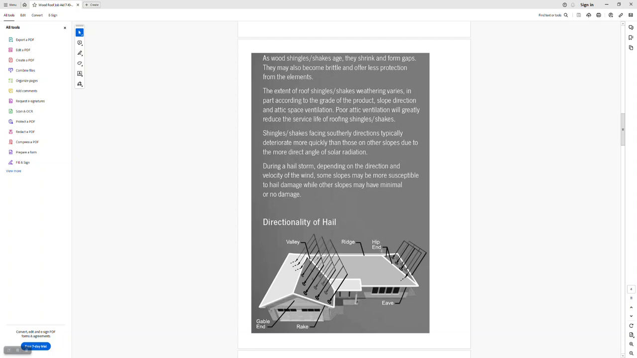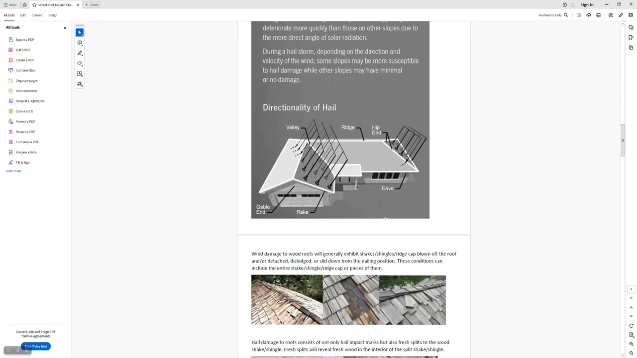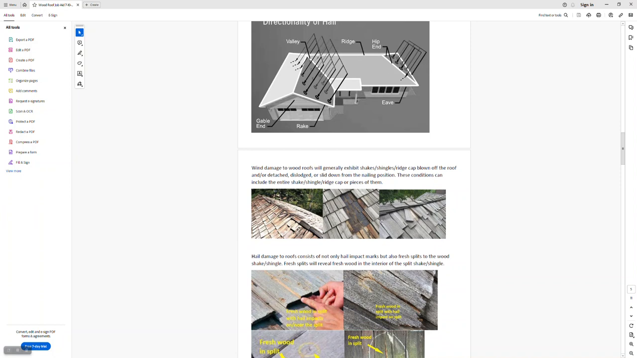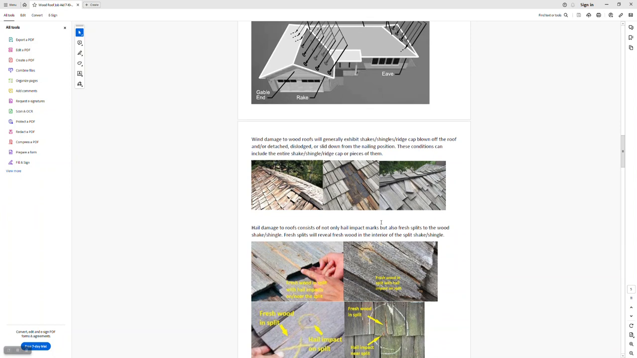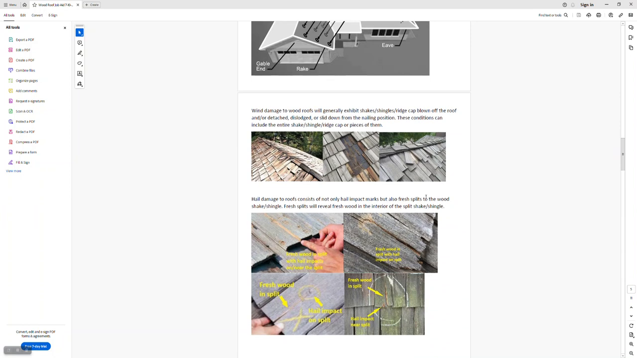There's not a lot of wind, but generally it's going to be pretty directional. It's going to do more damage to the slopes facing the direction of the wind, and typically a little less on the slopes facing away from the direction of the storm and the wind. These are some examples of wind damage to roofing that you'll see for wood shake. It's typically going to blow some of the shake off. Very common to see the ridge caps blown off.